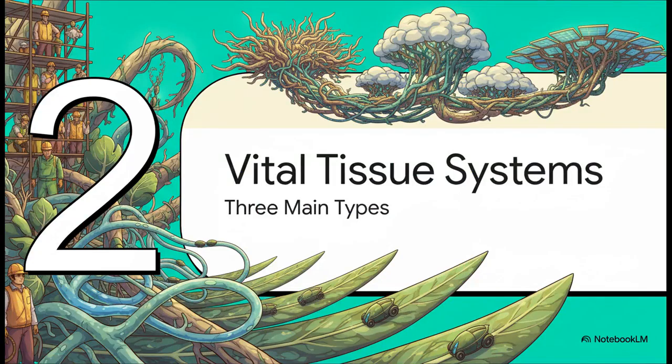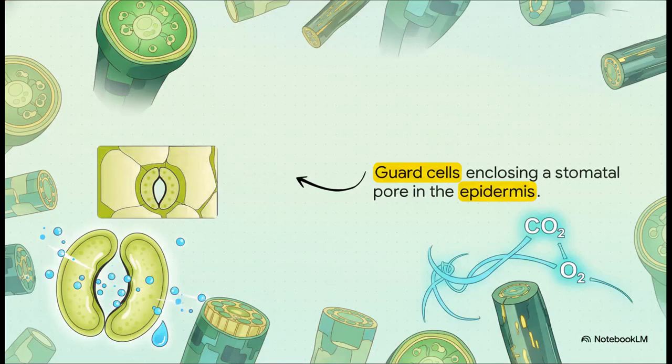Okay, section 2, vital tissue systems, breaking down the 3 main types. What we're looking at here brilliantly illustrates the plant's exterior facade, which is part of the epidermal tissue system. These are stomata, and they aren't just random holes, they're literally automated breathing doors. Notice those 2 bean-shaped guard cells enclosing the pore? They actually contain chloroplasts and will physically inflate or deflate to regulate the vital exchange of gases. This is absolutely crucial for preventing catastrophic water loss.